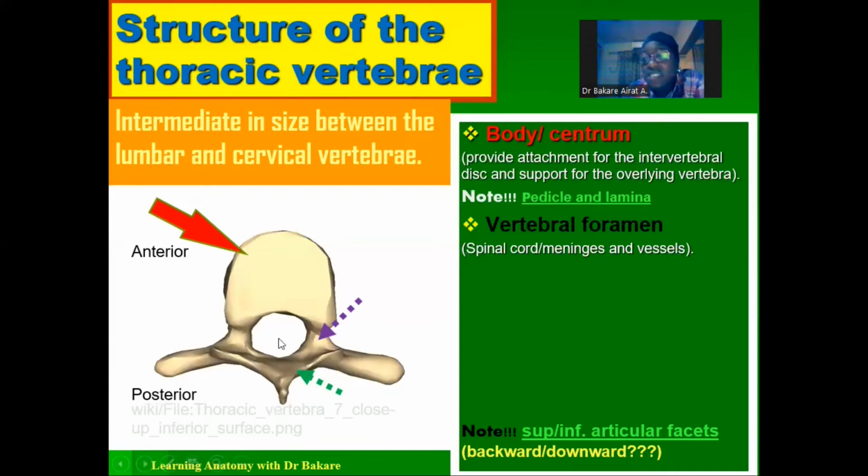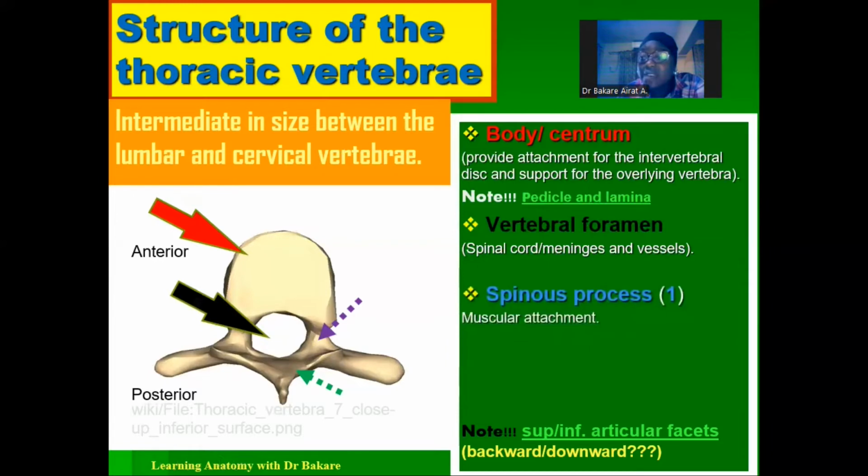So this is created by the alignment of the body anteriorly. Then laterally, we have the pedicle, and more posteriorly, it is being bounded by the lamina. So this is the vertebral foramen. Then going further, we have the spinal process. The spinal process is one, and we've said that the spinal process is formed by the union of the right and the left lamina. And this is the region that is highlighted in green.